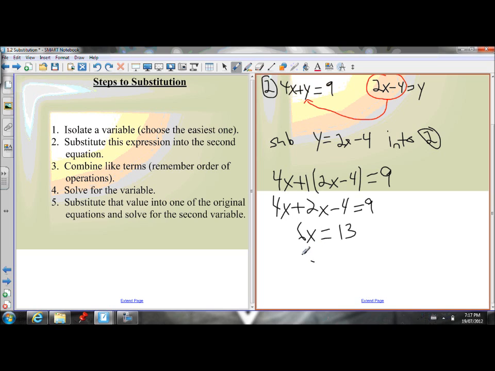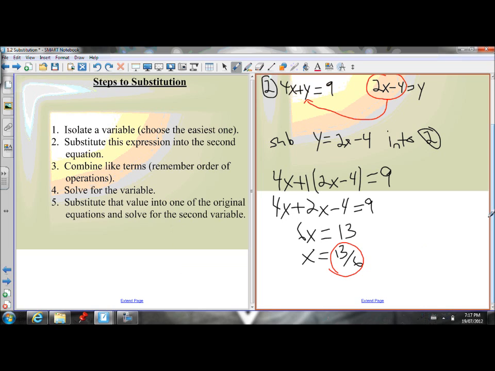Well, I'm going to have fractions here. Divide the 6 to the other side. I get 13 over 6. Okay, so that's what x is equal to. X is equal to 13 over 6. That's where those two lines are going to intersect. They're going to intersect at 13 over 6. Okay, so just a little bit more than 2 on the x-axis they're going to intersect.